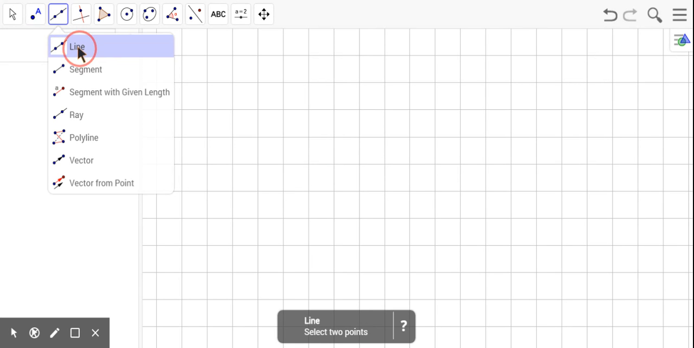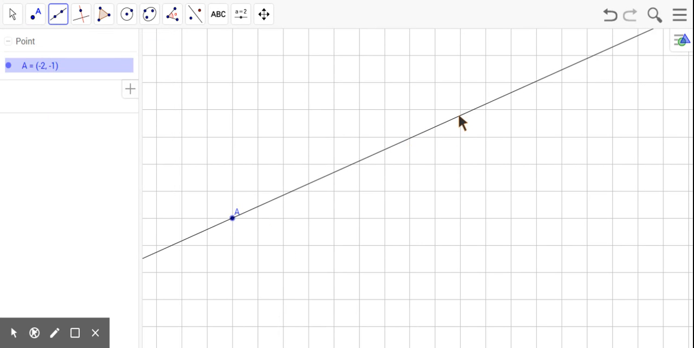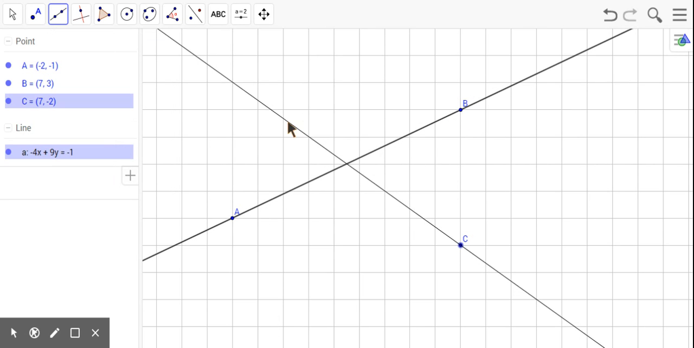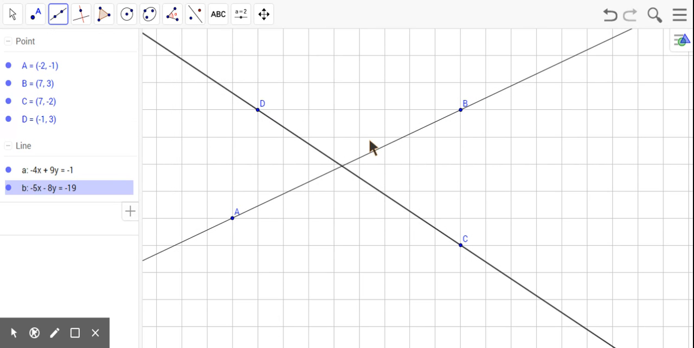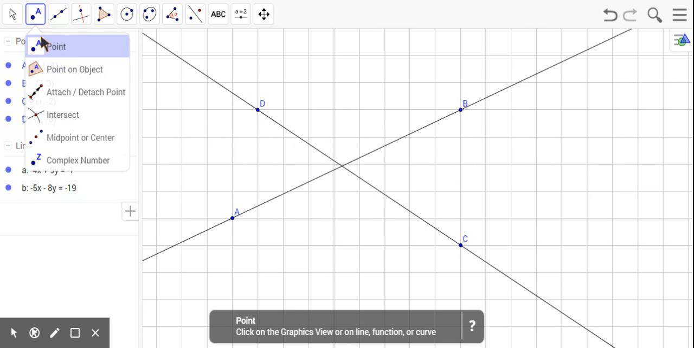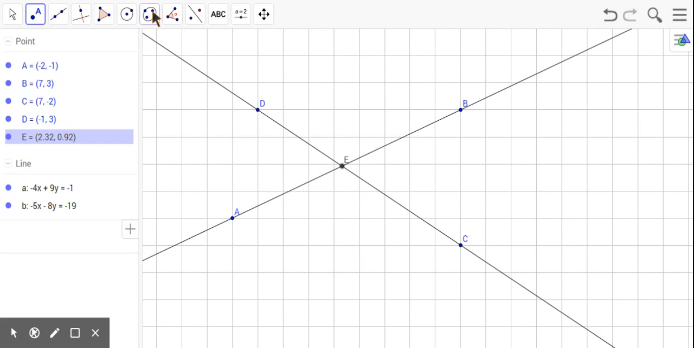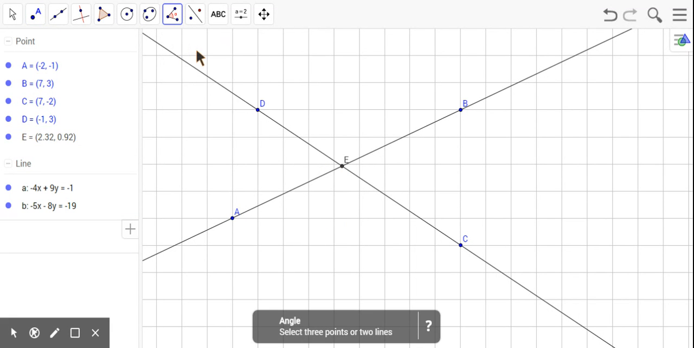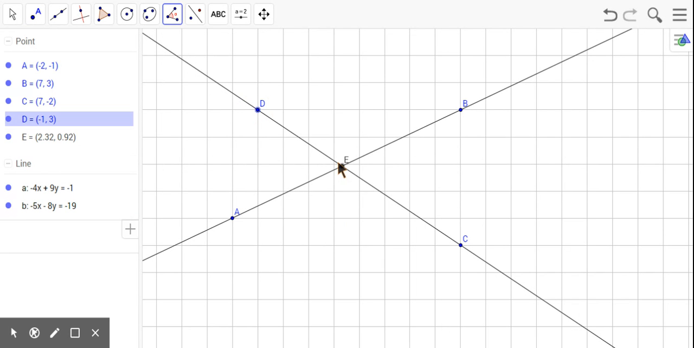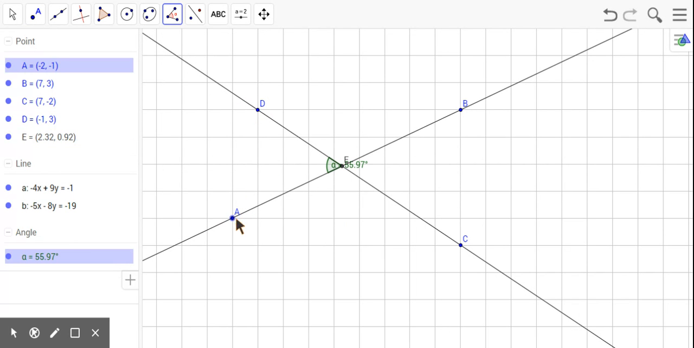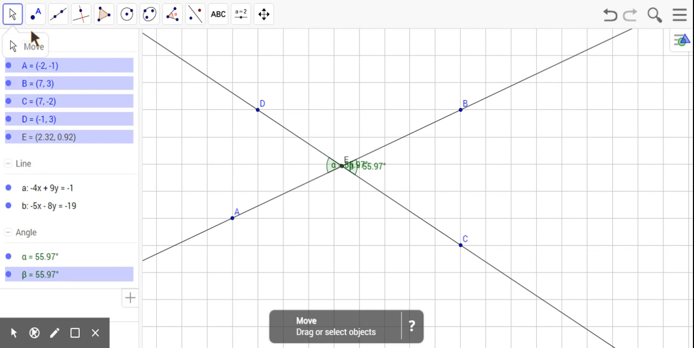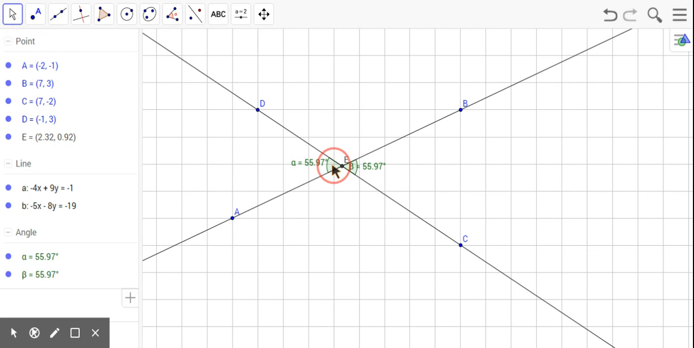Next, I want you to add in 2 lines. They don't have to be exactly like this. They can be anywhere you want. Then I want you to put a point where they intersect. What you're going to do now is, using the angle tool, figure out what these 2 angles are. Just move these out of the way so we can see them.